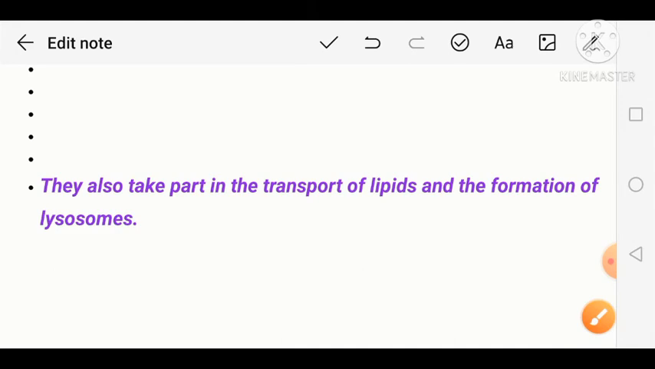So another function of the Golgi complex is that it plays an important role in the formation of lysosomes. We know the role of the lysosome. Lysosomes are very important for the eukaryotic cell because lysosomes contain different acidic or lytic enzymes, and Golgi complex plays an important role in the formation of lysosomes.